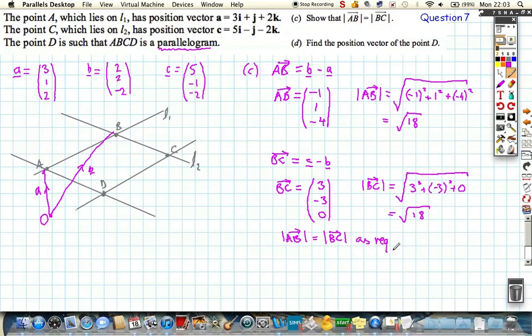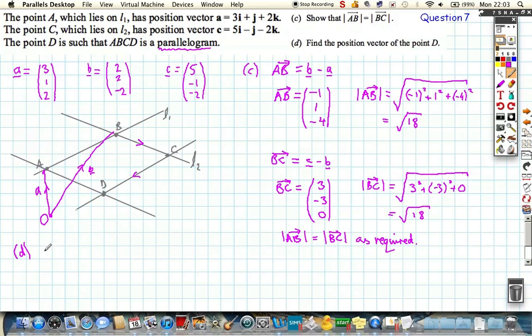as required. Apologies for the handwriting. That leaves us just with part D now. Part D says find a position vector of point D. Well, there's a couple of ways of doing it. Basically, if we take the vector B to C in this direction, because this line and this line are parallel, otherwise it wouldn't be a parallelogram, I just need to add the vector BC onto A, or alternatively, I could do the vector from B to A and add it onto the point C here, and that would take me to D in this direction. I'm going to go with that.